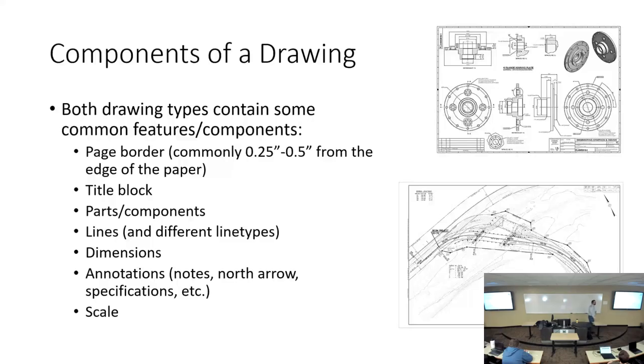Obviously, the drawings both contain the parts or components of what they're intended to represent, whether the mapping project or the flange housing part and whatnot. What about the objects themselves? We have lines, arcs, circles, ellipses, and hatches, all of the different objects that construct the features that we're intending to draw. Dimensions, we have a series of notes that identify how big or small certain pieces are. Finally, we have our annotations and our scale.